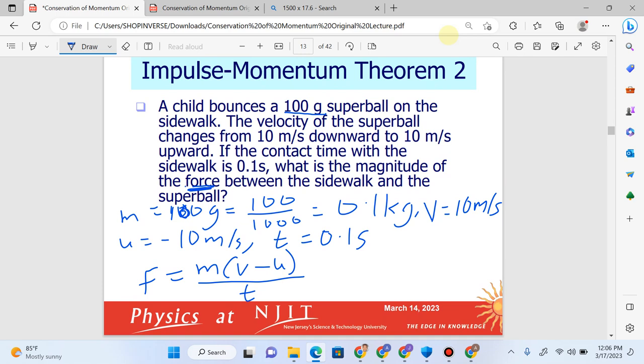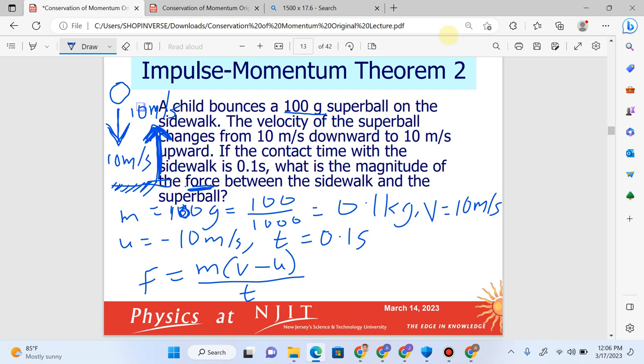Now let us assume this is the ball. The ball falls to the ground. The question tells us that the ball falls to the ground with a speed of 10 meters per second. Now when the ball hits the ground level, the grass, the sidewalk, it bounces back upwards. At what speed? At the same speed of 10 meters per second. Take note of something, the direction is different. Here, the ball is traveling downwards, and after hitting the floor, the ball bounces upwards, in the opposite direction. Velocity is a vector quantity, hence direction matters.